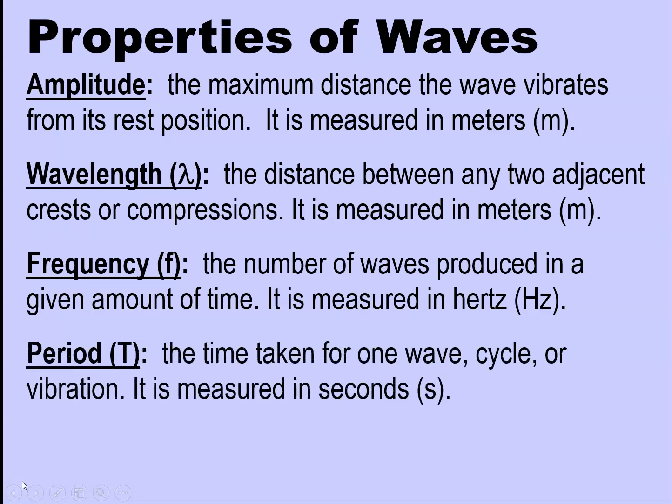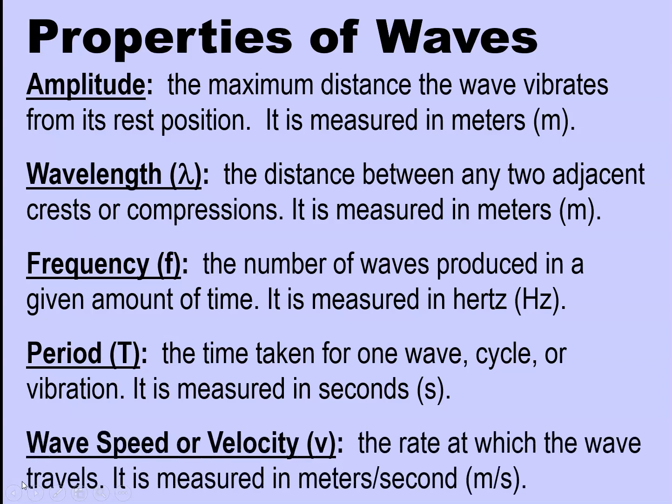Next, we have the period, which is symbolized by a capital T. This is the time taken for one wave, cycle, or vibration. So these are all synonyms of one another. Wave, cycle, or vibration, they really are the same thing. This is measured in seconds. And the last property we're going to talk about is wave speed or velocity. This is the rate at which the wave travels. It is measured in meters per second.